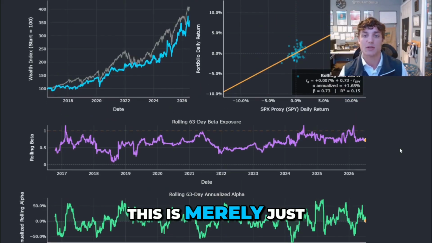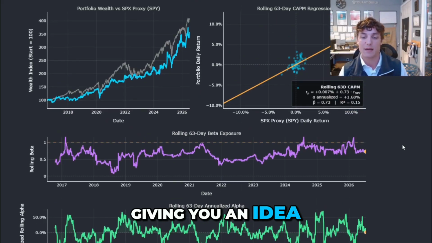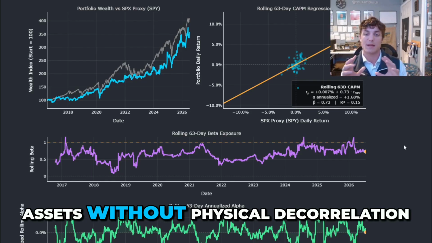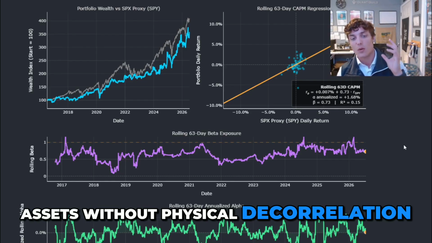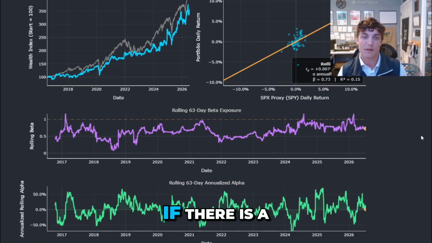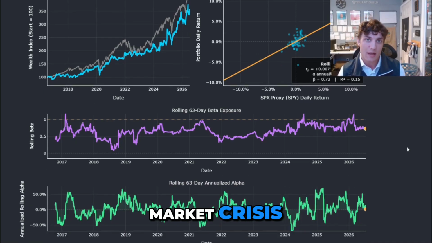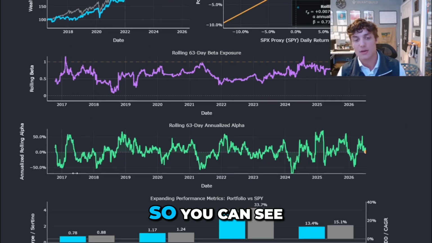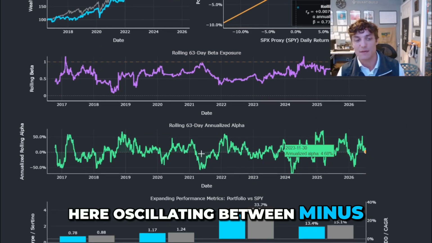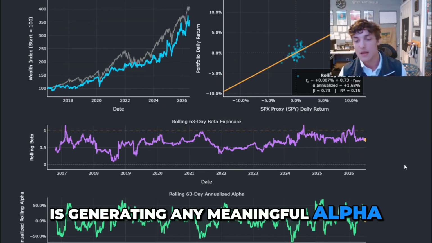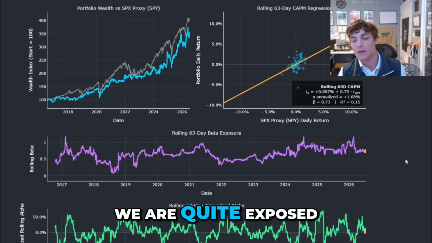This is merely just giving you an idea of, assuming that you just have raw exposure to these assets without physical decorrelation, what is going to happen to your portfolio if there is a market crisis, and is your portfolio generating any meaningful alpha? So you can see here oscillating between minus 50 and 50%. Now, there's no way this is generating any meaningful alpha. Moreover, we are quite exposed to beta.